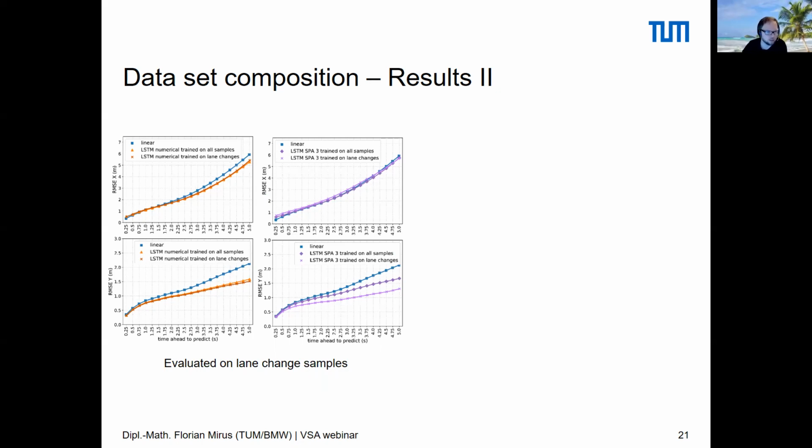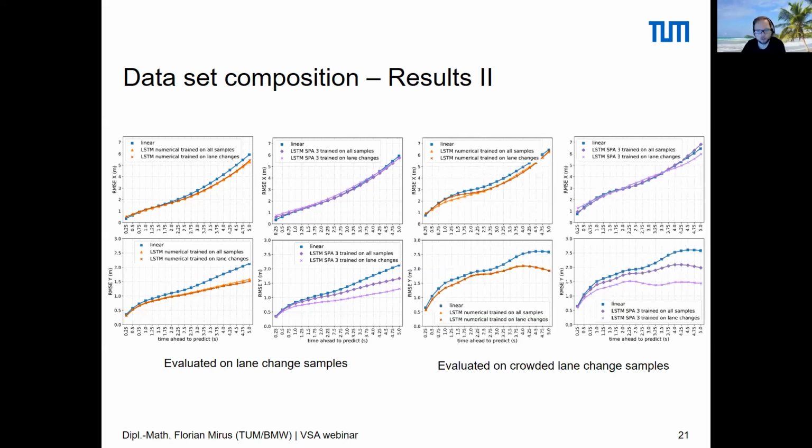And to see if there's a difference between, for instance, the numerical models, I also now plotted them against each other. So here we can see the numerical models trained on all samples and trained only on the lane changes, and here the LSTM using the vector representation, also trained on all samples and the lane changes and evaluated on the lane changes. And here we can see that there's not much of a difference for the numerical LSTM given the training difference, but for the LSTMs using the vector representation, we can actually see a large difference. So if we train only on the lane changes, the performance becomes a lot better.